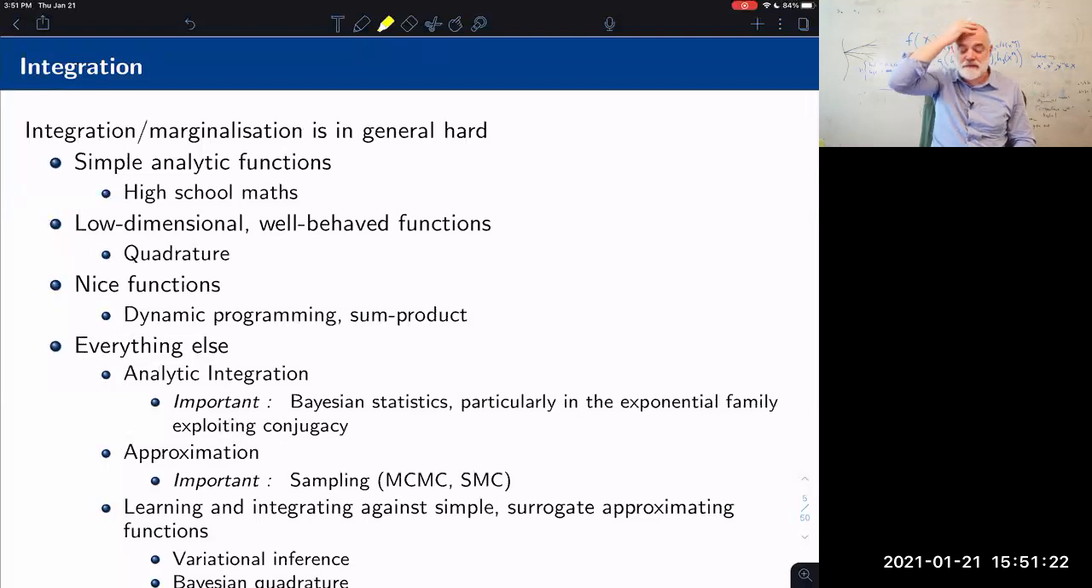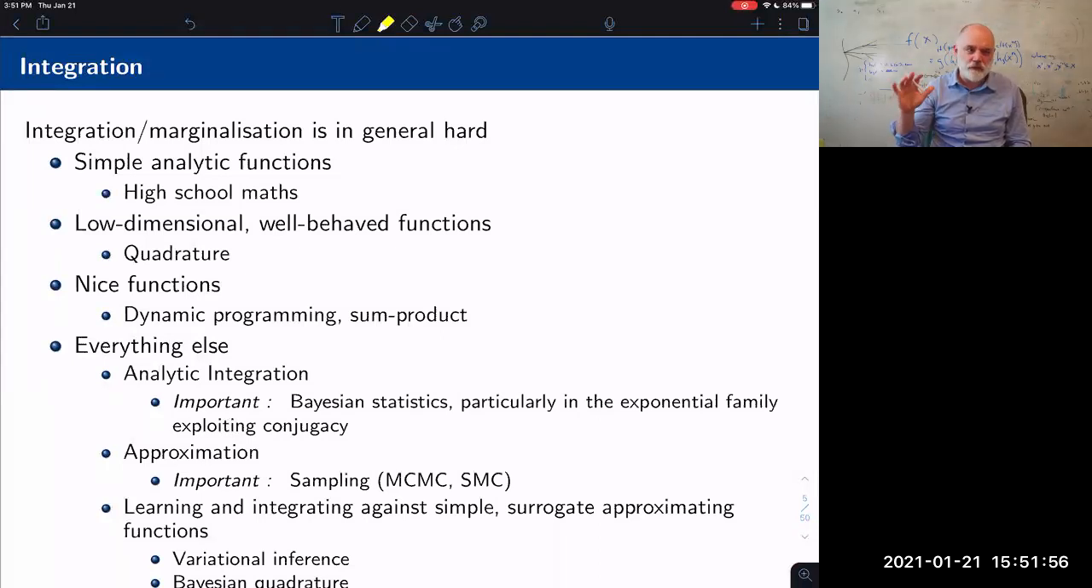And for everything else, if you're lucky, you can still do high school math things in Bayesian statistics, particularly in the exponential family, exploiting conjugacy. We'll do a couple of examples of that, and homework 1 requires you to understand what we're about to talk about in this way, right? Beyond that, it becomes numerical, basically, and there are lots of different ways. One very important family is sampling-based approaches: Monte Carlo, Markov chain Monte Carlo. That's what we're going to talk about largely today.